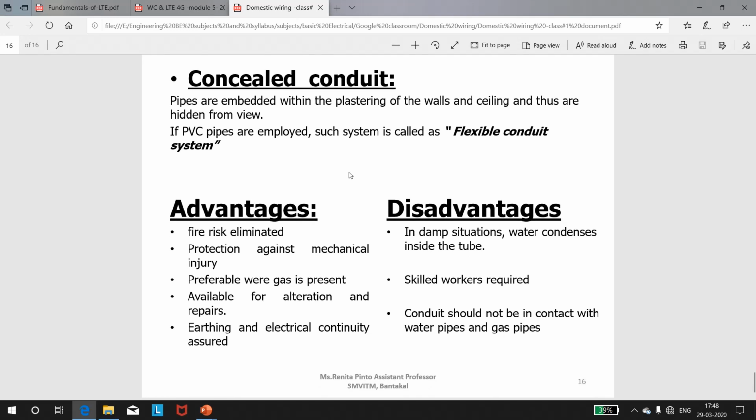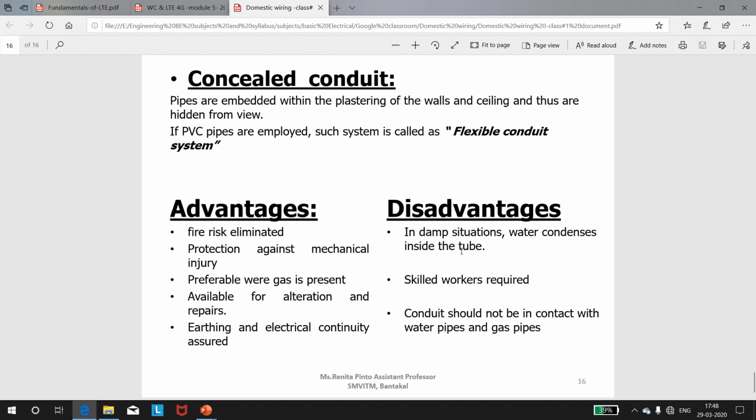Let us see the different advantages and disadvantages of this conduit wiring. First let us go through the advantages. Since the conductors are placed inside the conduits, we can protect the conductors from mechanical injury. We can protect them from any atmospheric gases. Also, they are easily available for alteration and repairs.